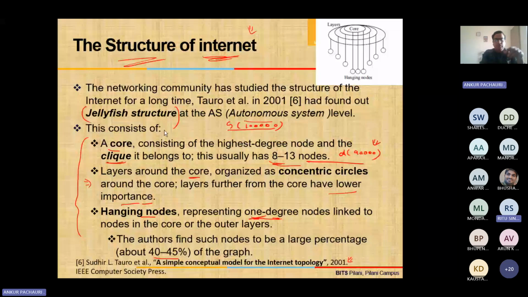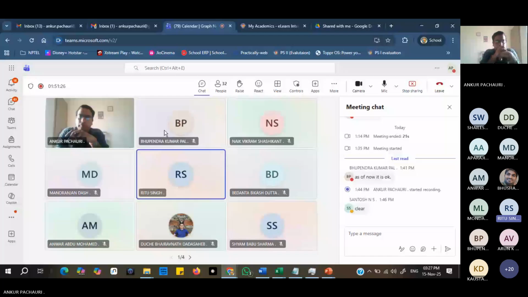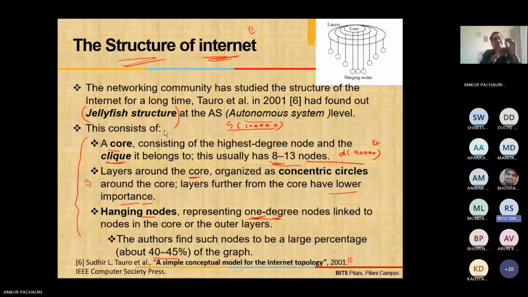Fine. Sir, previously you were discussing this power law. So we were having these triangles in a graph. Now here we came to know circles. So is it like we are studying different kinds of graphs through the research paper?